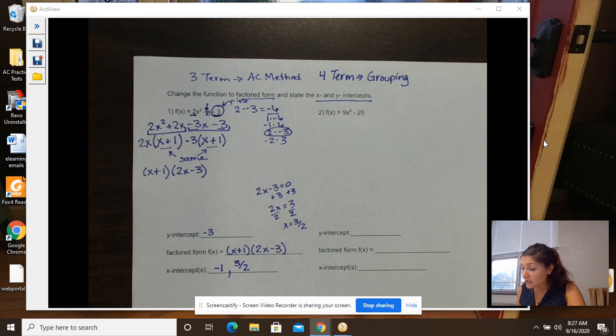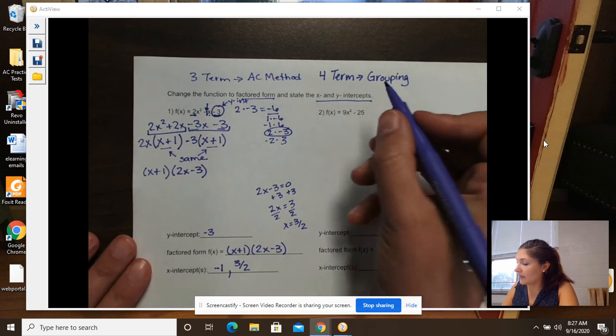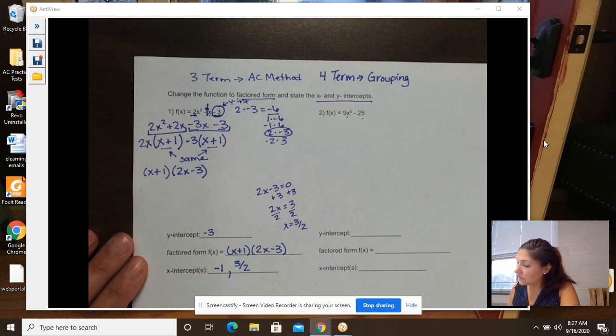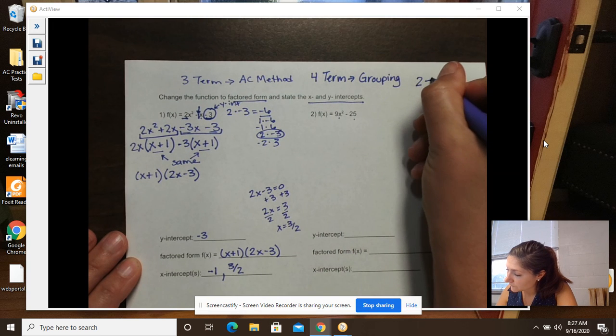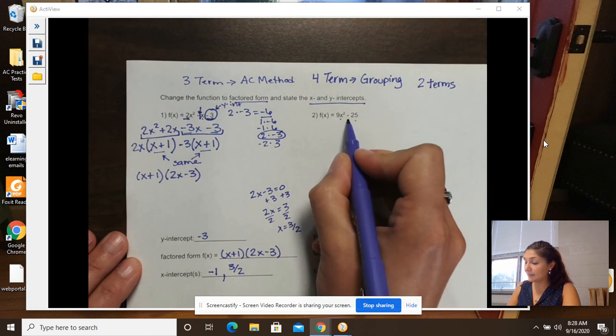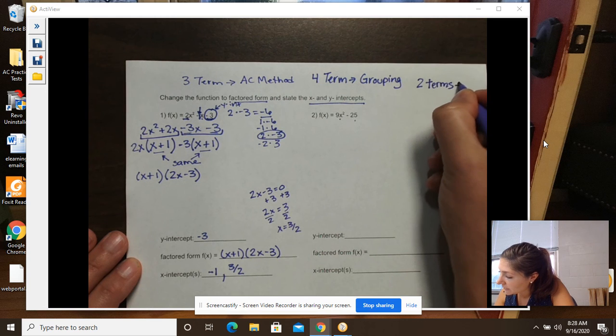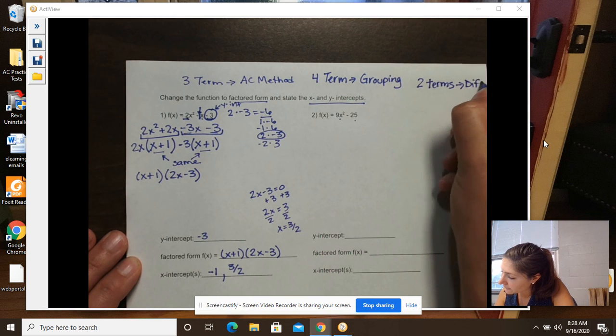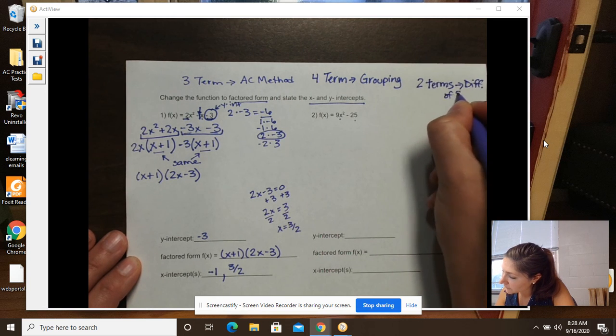So that was a 3-term problem. We used AC method to factor and found our x and y intercepts. Now we're going to try our second problem. Here we've only got 2 terms. When I have 2 terms, and I've got an even degree subtraction, I'm going to use that difference of squares strategy.